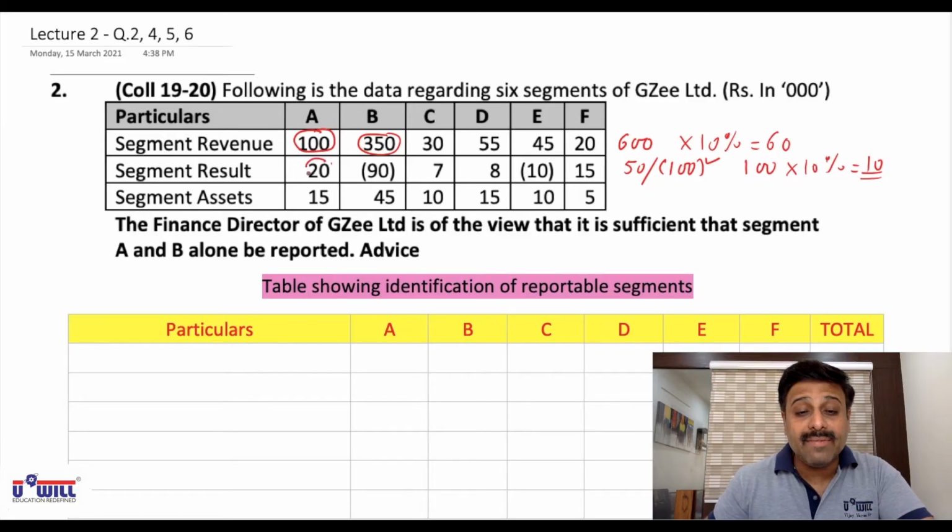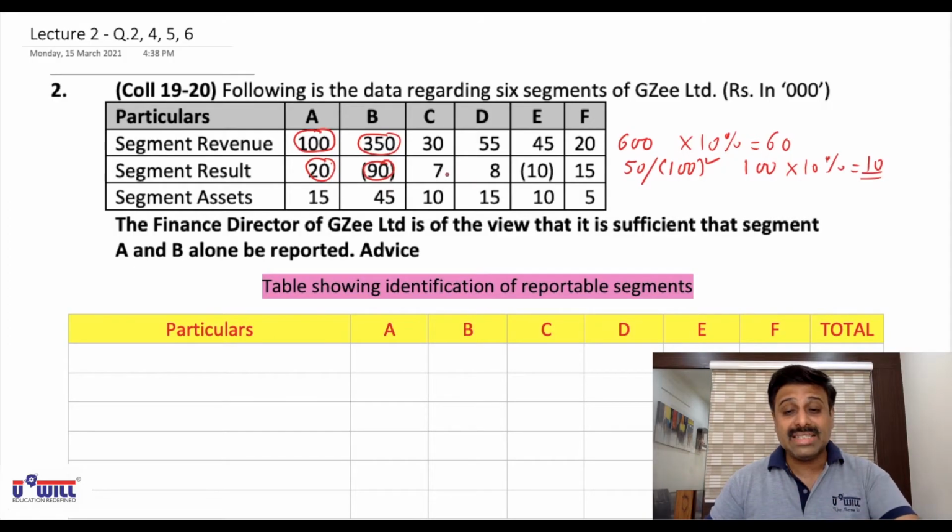A has more than 10, so 20 will be reported. Even ignoring the negative sign, 90 is more than 10, it will be reported. 7 is less than 10. 8 is less than 10. Equal to 10 will also be reported. And 15 is also more than 10, it will be reported. So as per the revenue condition, A and B are to be reported. As per the results condition, A, B, E and F are to be reported.